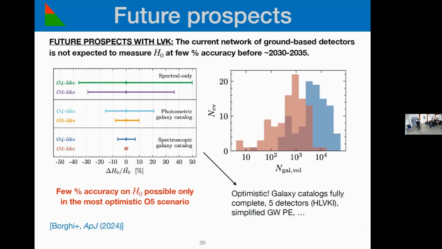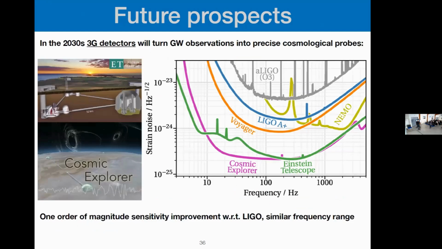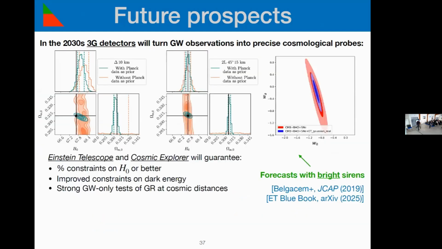Okay. This was for current detectors. Let's go even more in the future. We will have Einstein Telescope and Cosmic Explorer, hopefully. Order 10, one order of magnitude improvement with respect to current detectors. And of course, with these kinds of detectors, you can do what I would call precision gravitational wave cosmology. So here are some of the recent analyses.